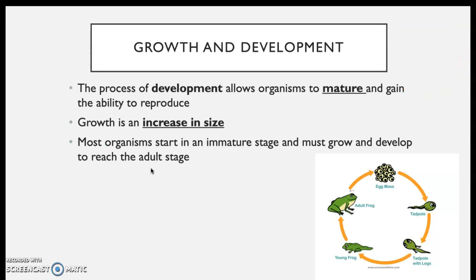Growth and development. The process of development allows organisms to mature and gain the ability to reproduce. Growth is just an increase in size. Most organisms start in an immature state and must grow and develop to reach the adult stage. So one example of growth and development, if you can see our tadpole over here on the right, if that tadpole only went through growth, then the adult version would just be a larger version of this. But because it goes through development and growth, we get the entire process of metamorphosis, and then we get an adult frog from that process.